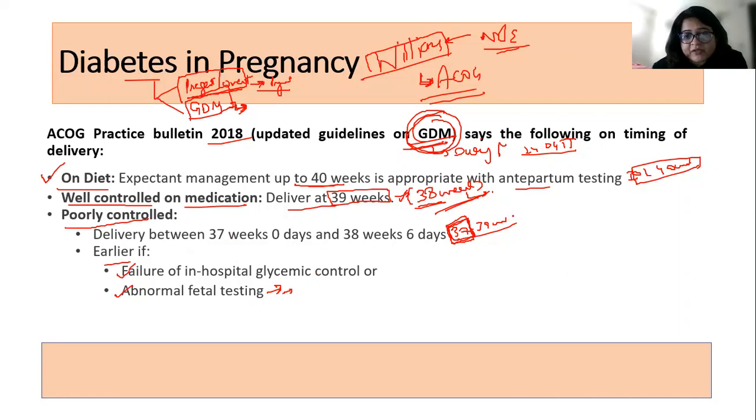But remember, it goes downwards. If she's on diet, 40. If she's on medication, metformin or insulin, and well controlled, 38 to 39. If not well controlled, 37. You can terminate anytime after 37 weeks. Is this clear? This is for GDM.